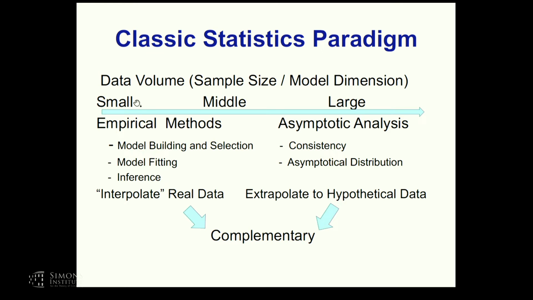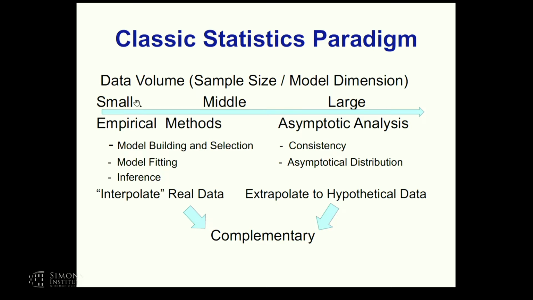But in contrast, the classical statistical paradigm is quite different because statistics has a long history. The classic analysis typically deals with small or moderate size data. And we have empirical methods. We still do model building, model selection, model fitting, and eventually we make inference. But our asymptotic analysis is quite different. It's theoretical analysis based on asymptotic analysis. Asymptotic analysis, as the name suggests, is for large samples, and typically we have consistency of the results and the asymptotic distribution of our estimator, and so on and so forth.